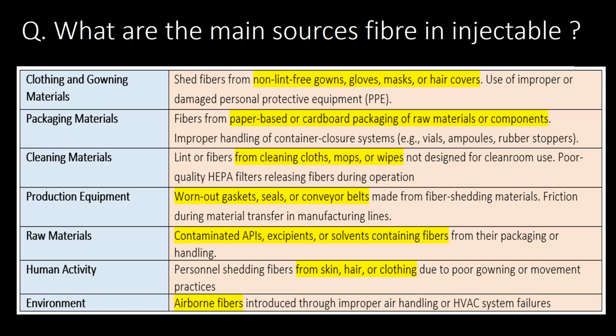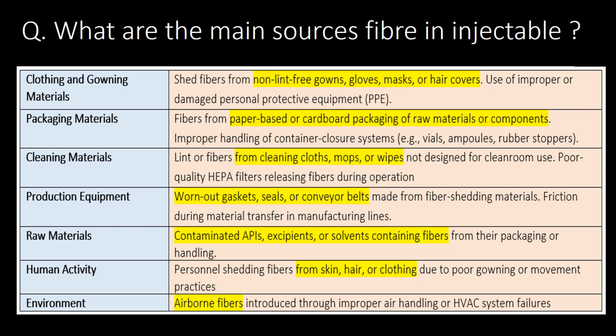What are the main sources of fiber in injectables? First, clothing and gowning materials. Clothing and gowning materials shed fibers from non-lint-free gowns, gloves, masks, or hair covers. Second, packaging materials. Fibers from paper-based or cardboard packaging of raw materials or components. Third, cleaning materials. Lint or fibers from cleaning cloths, mops, or wipes.